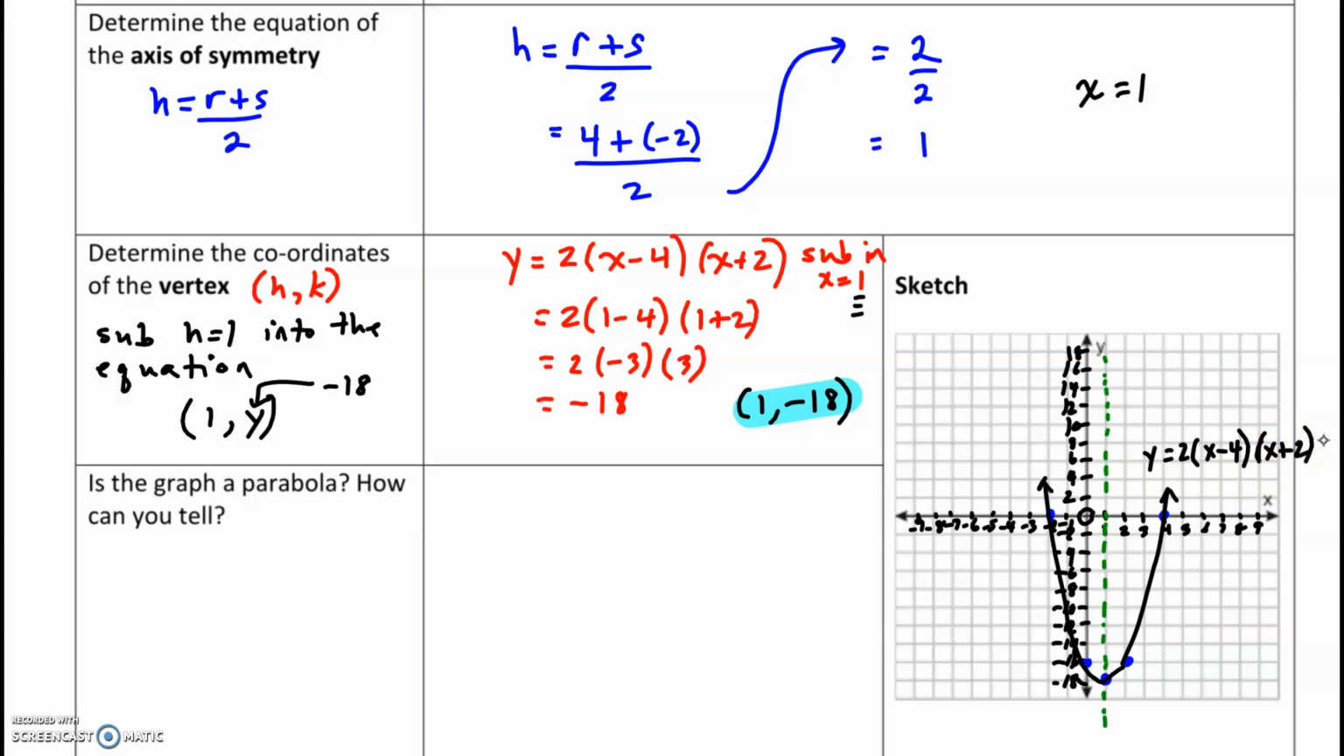All right, then the question becomes, we did all that work, we drew our sketch. Is the graph a parabola? How can you tell? So I'm going to say, yes, it's a parabola. And I can tell because it's in the shape of a U.